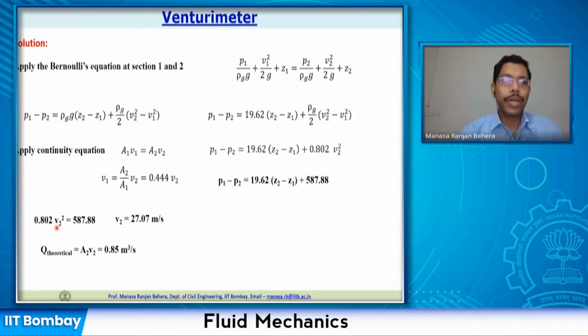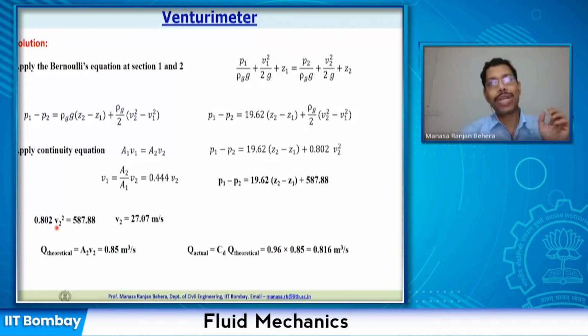The discharge is going to be A2 into V2, 0.85 meter cube per second. That's your theoretical discharge. The discharge you have obtained so far is the theoretical discharge. But the question is asking for the actual discharge through the pipe, not the theoretical discharge. So to get the actual discharge, what do we need to do? We need to multiply the coefficient of discharge with the theoretical discharge. So the actual discharge, equal to CD multiplied by Q theoretical, is going to give you 0.816 meter cube per second. So this is what will give you the final discharge by applying the principles.